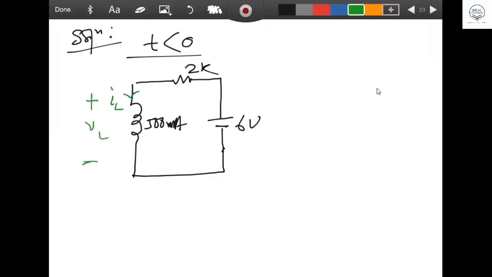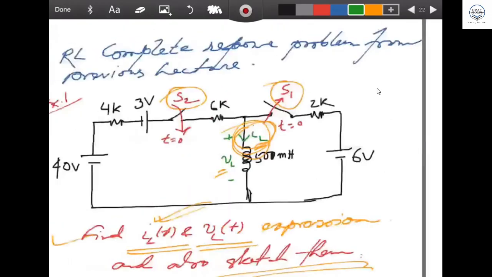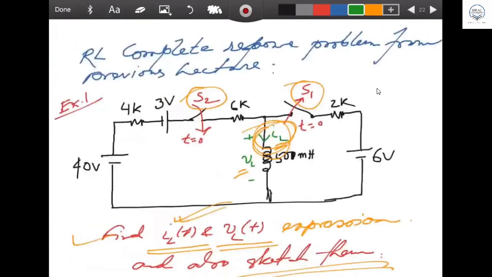Forget about VL, later on we can see the VL. Our target is IL first. So this is the circuit supposed to be. If you go for t is less than 0, then the left hand side circuit is gone, only the right hand side circuit will be remaining, 6 volt connected to this.